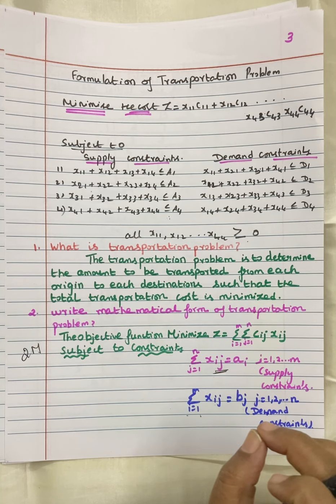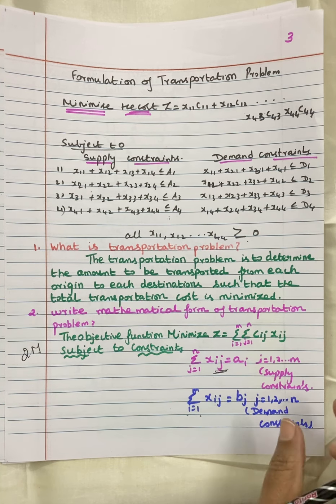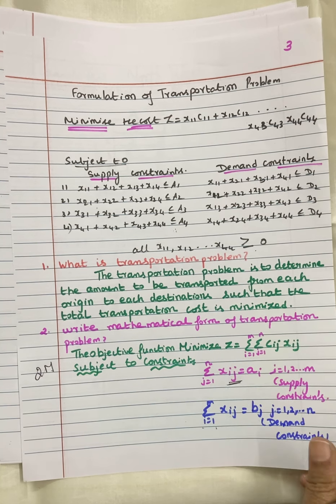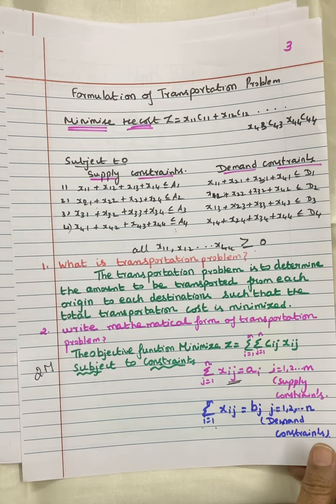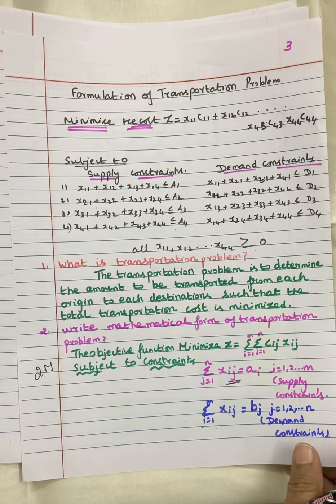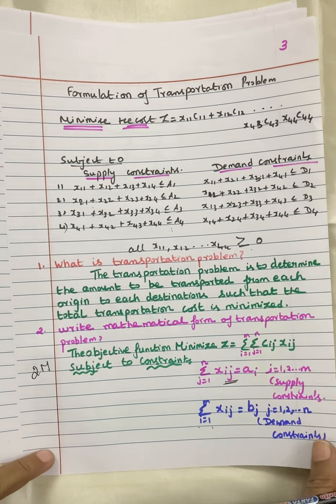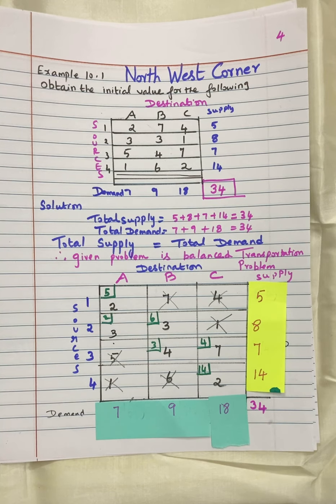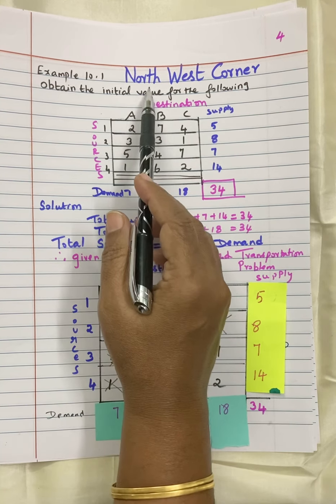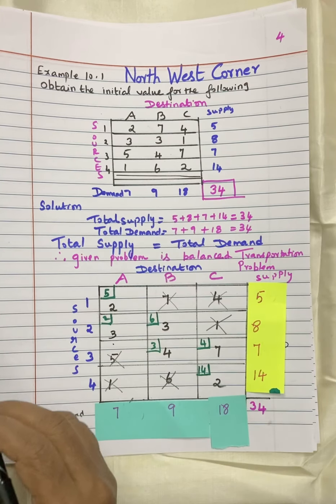Only if you understand and write, it will be simple. Otherwise, it will look vague. So you understand from the supply constraint and demand constraint and write these 3 conditions. Okay. To solve the transportation problem, we have 3 methods. The first method is the north-west corner method.